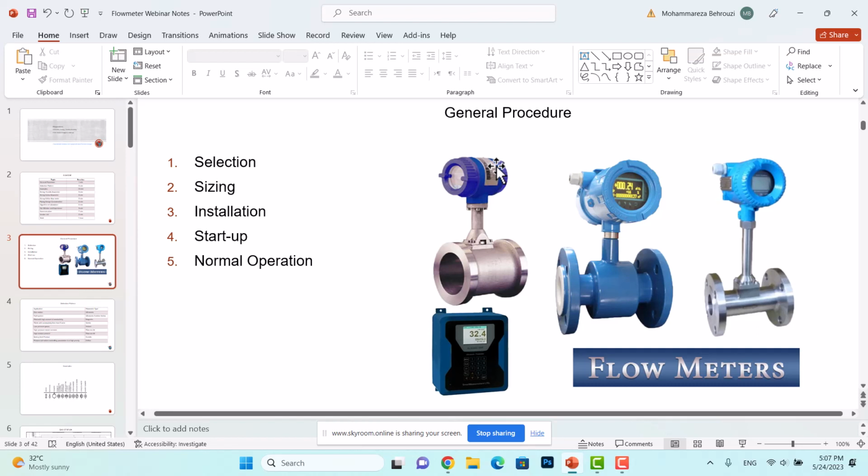In this webinar, we're going to proceed step by step and see how a flowmeter should be selected, sized, and which installation parameters should be taken into account during detailed engineering. And at the end, we're going to talk about our experience and mistakes about compensations and algorithms of these flowmeters during startup and normal operations.